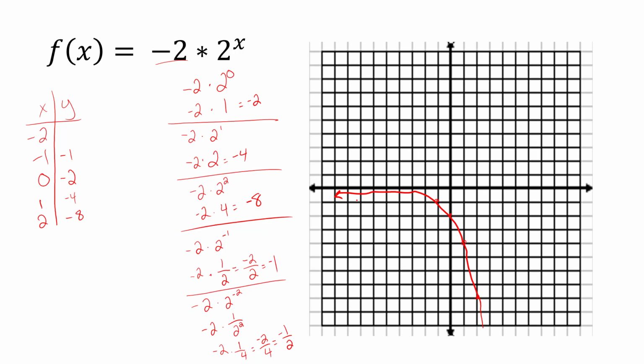Well, that's a little bit different, isn't it? It's not up here anymore, and it's not decreasing up here. Rather, it has reflected over the x-axis. Well, what caused it to reflect over the x-axis? That negative value right there caused it to reflect over the x-axis. And that will make a lot more sense when we talk about characteristics of functions.